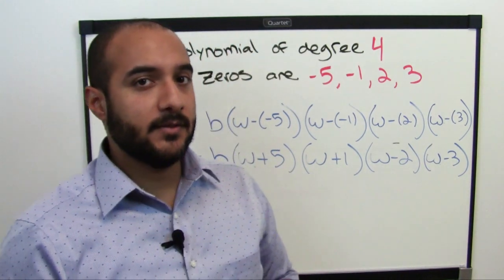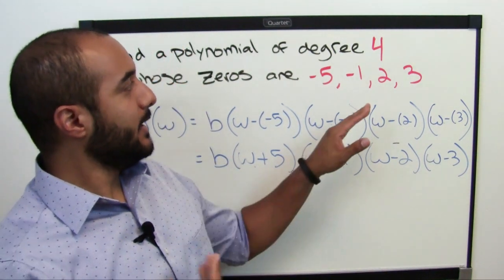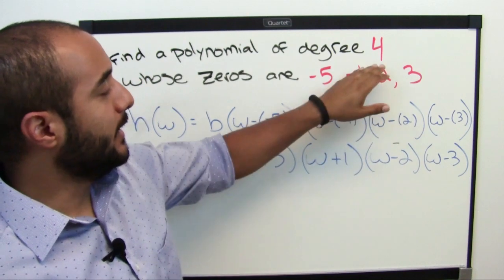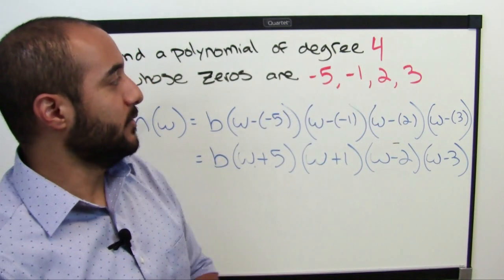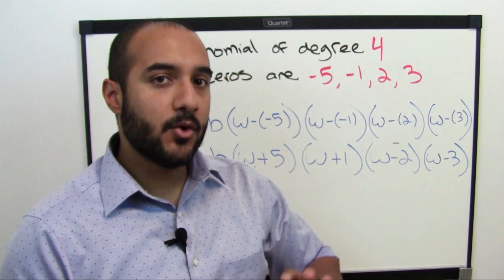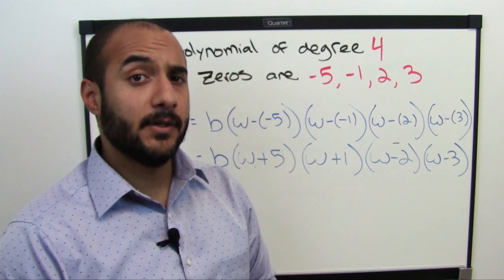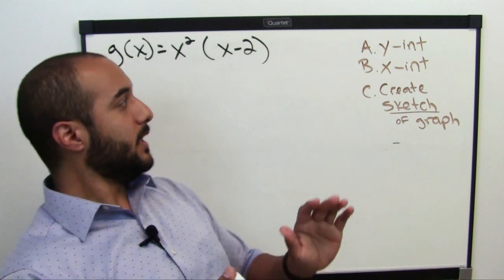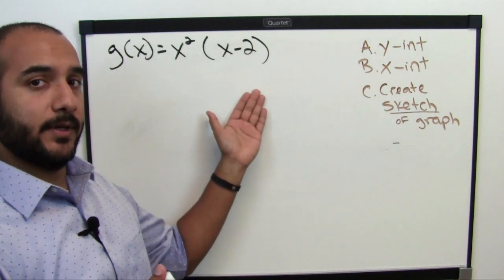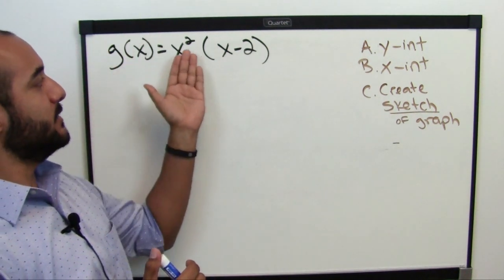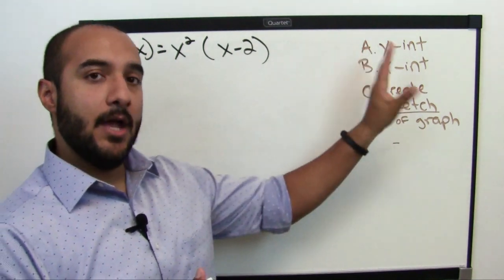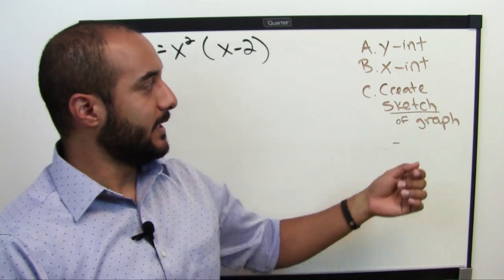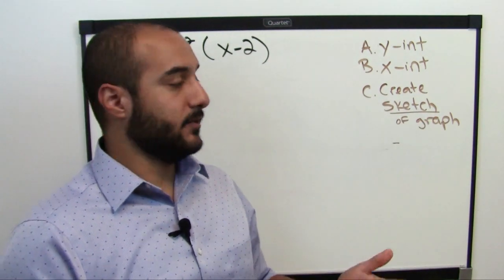Something else I want to point out in this problem is that I limited the degree that we had. I told you that this was going to be a degree 4, and I gave you 4 of the zeros, but that's not always the case. So let's go ahead and try this one out. We have g of x is equal to x squared times x minus 2, and we're asked to do 3 things. First, find the y-intercept, then x-intercept, then create a sketch of the graph.